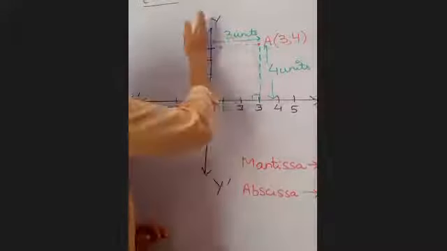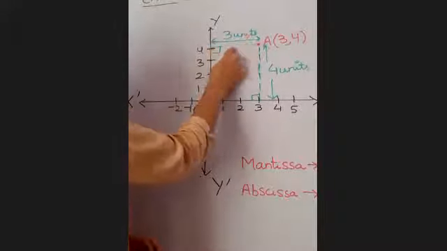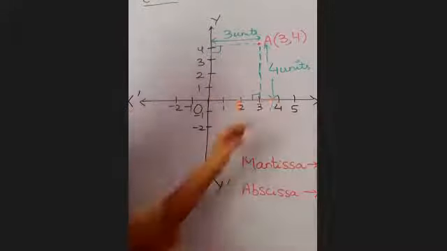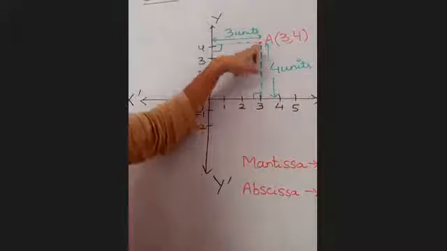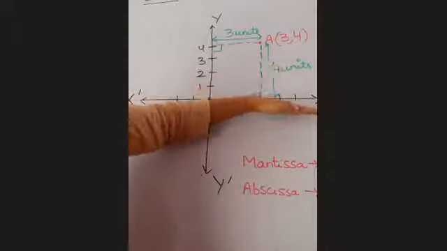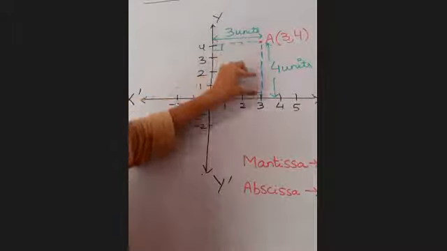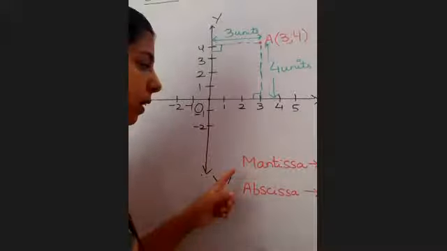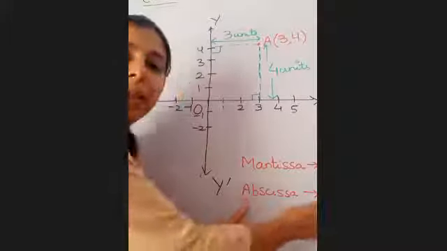There is a point A lying here. How far is it from the y-axis? How many units is the gap between them? 1, 2, 3. 3 units. And this point A, how far is it from the x-axis? 1, 2, 3, 4. 4 units. Right?